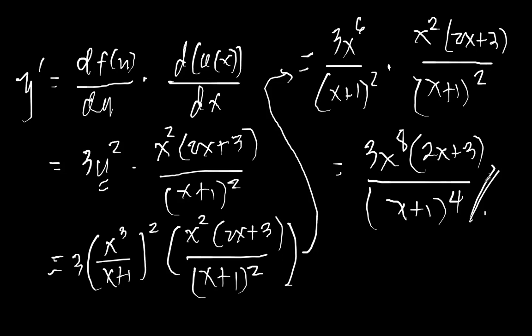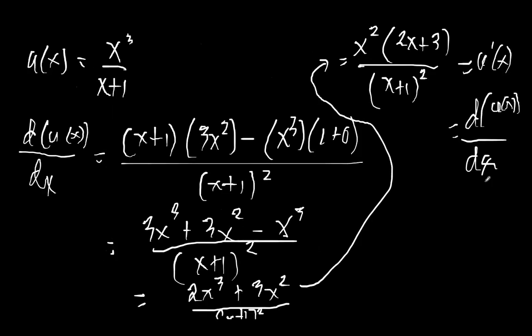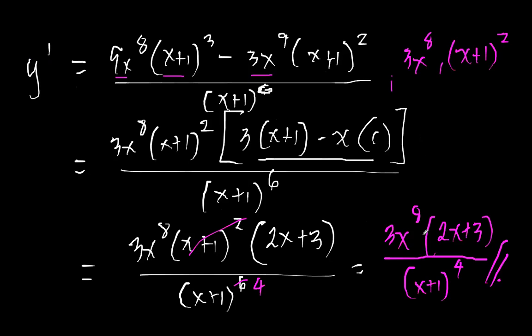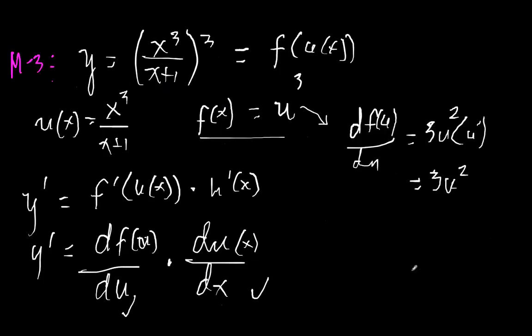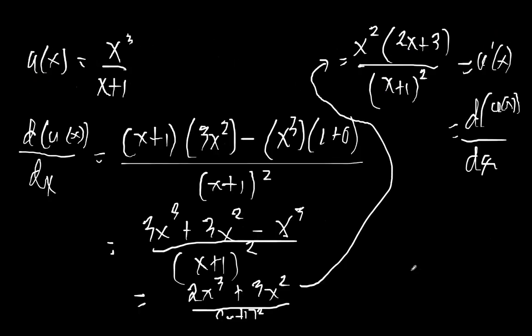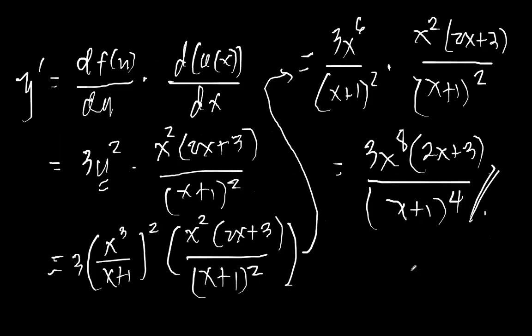And let's check if we got the same final answer with the use of methods 1 and 2. 3x raised to 8 times 2x plus 3 over x plus 1 raised to 4. Here we go. So we get the same answer with the use of method 3 as with methods 1 and 2. Which means whichever method we use, guys, we will get the same answer, as long as you're not violating any mathematical rules or properties here.